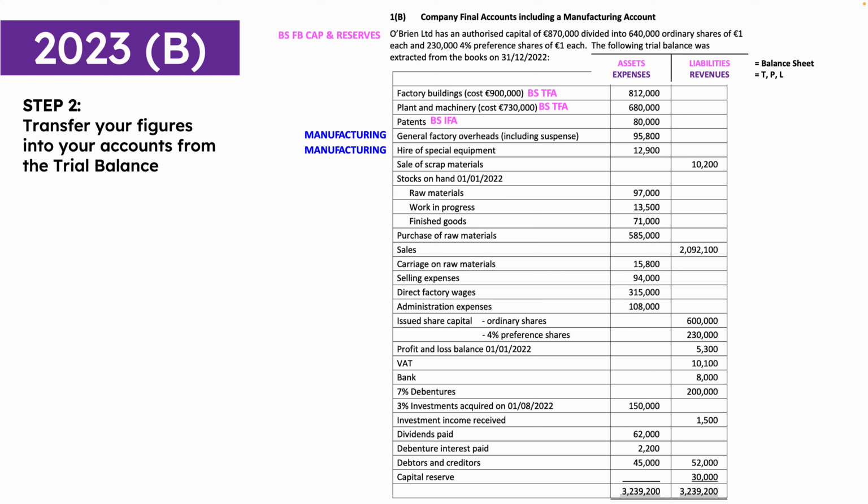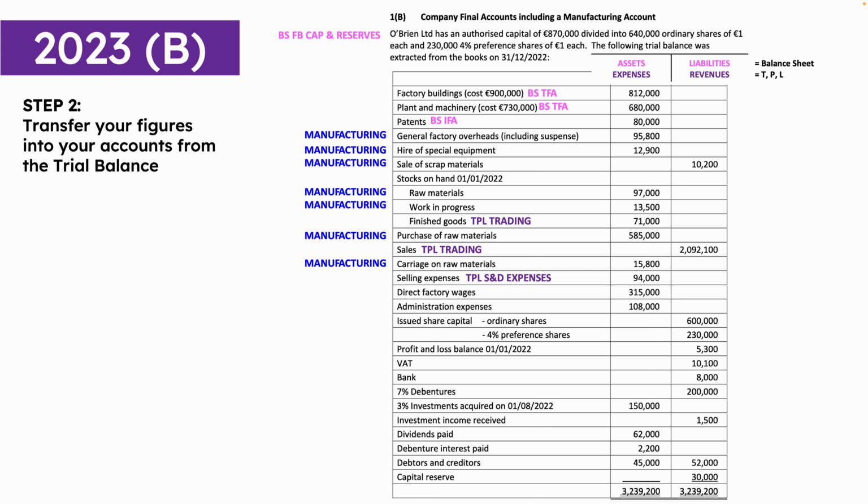Hire of special equipment will go into manufacturing. Sale of scrap materials, the same place. Then opening stock of raw materials and work in progress will also go into manufacturing. Finished goods will go into the trading account. Purchase of raw materials will go into the manufacturing account. Sales will go into the trading account. Carriage on raw materials will go into the manufacturing account.